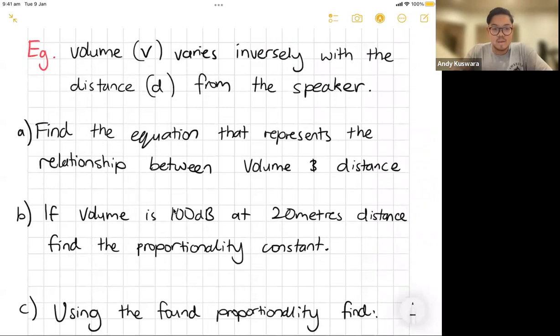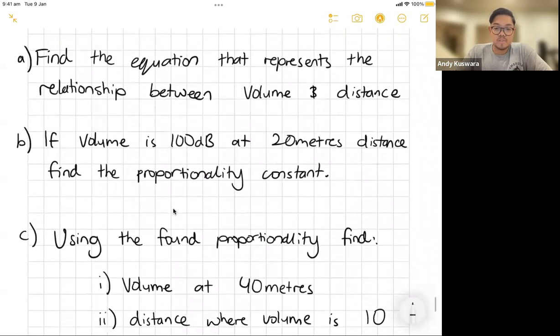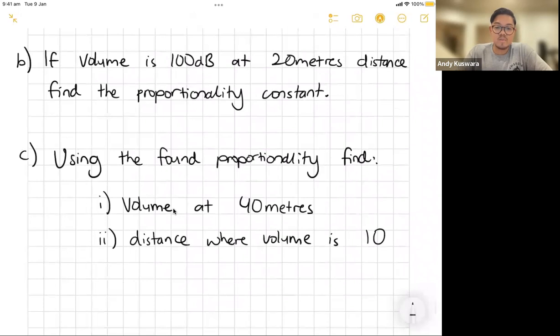So here's a good example of how they would apply the hyperbola in a real life kind of context. It says here, volume varies inversely with the distance from the speaker. Find the equation that represents the relationship between volume and distance from the speaker. If the volume is 100 decibels at 20 meters distance, find the proportionality constant. Using the found proportionality constant, find volume at 40 meters, or find the distance where the volume is 10 dB.